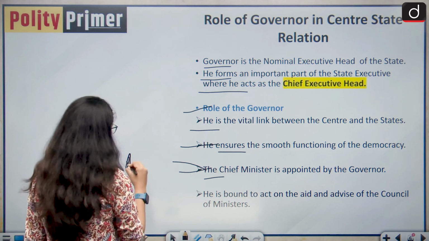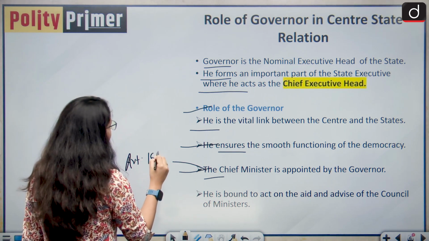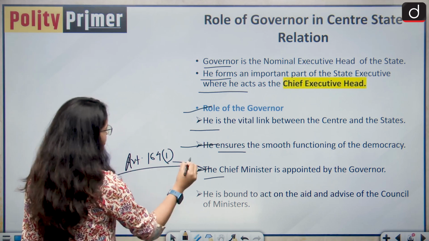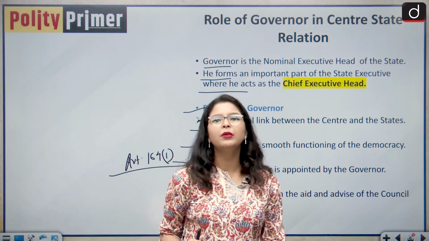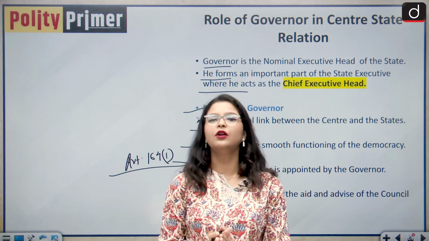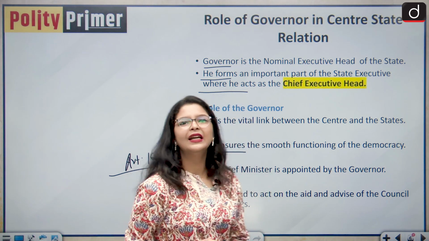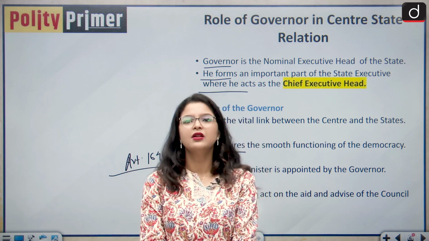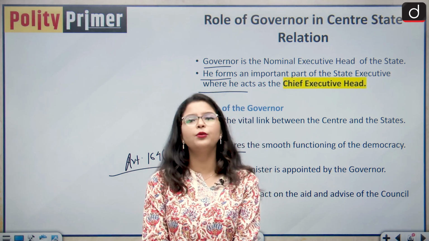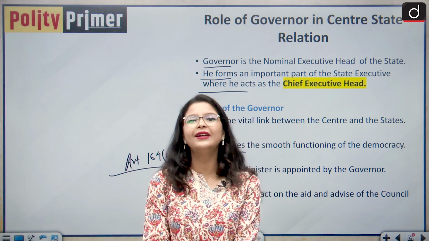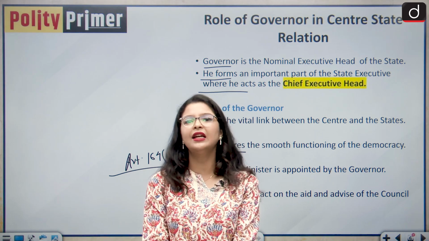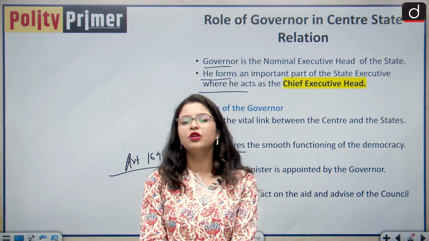Article 164 clause 1 talks about the appointment of the chief minister by the governor himself. Then he is bound to act on the aid and advice of the Council of Ministers. This is a common provision for both the President of India and the governor, that they are bound to act on the aid and advice of the Council of Ministers.